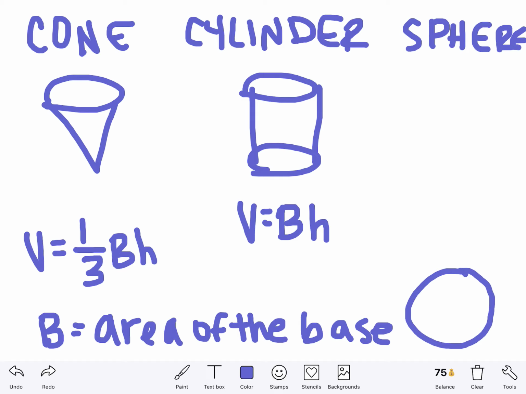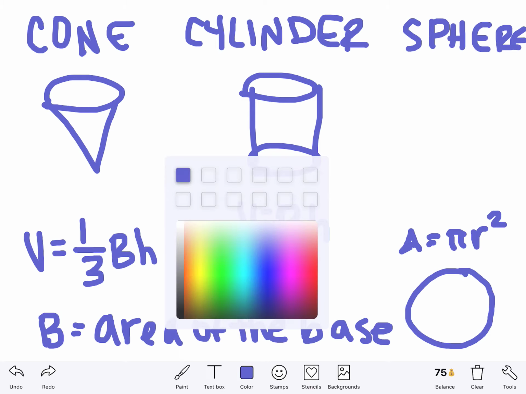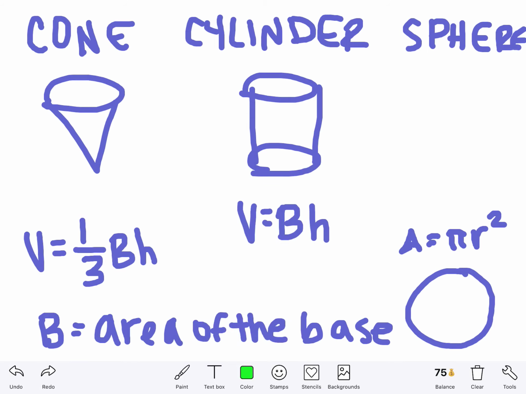So I always need to look at my formula chart. Okay, if capital B stands for the area of the base and my base is a circle, the area for a circle is pi radius squared. So we're gonna put that in. Pi radius squared will be for the capital B's here.